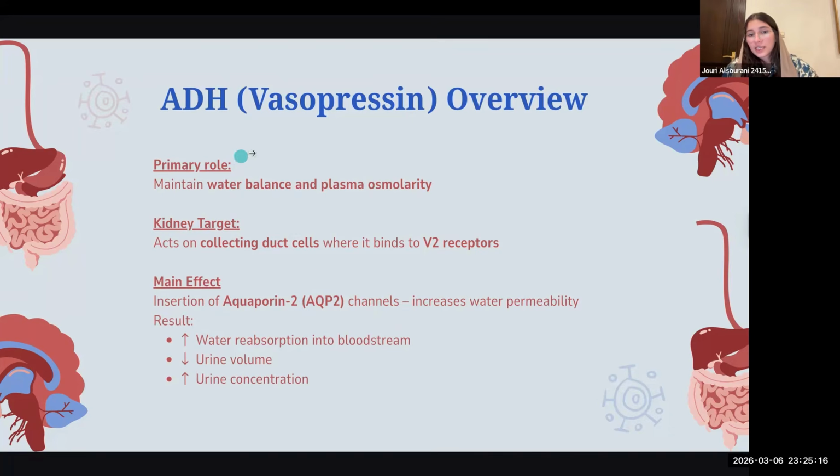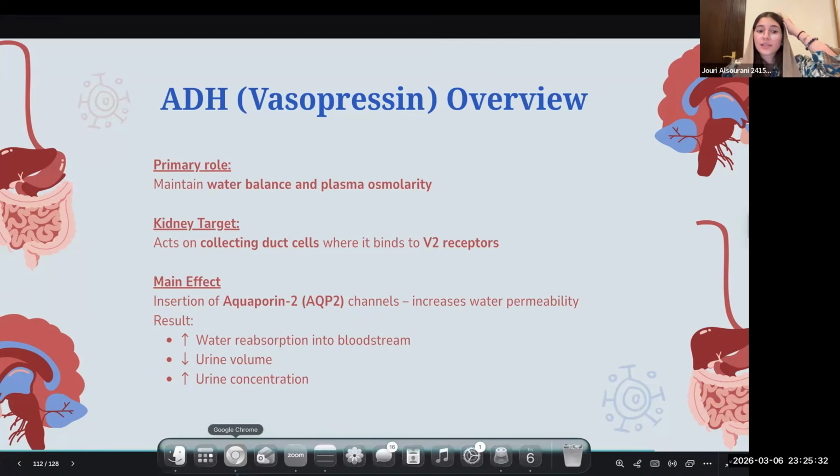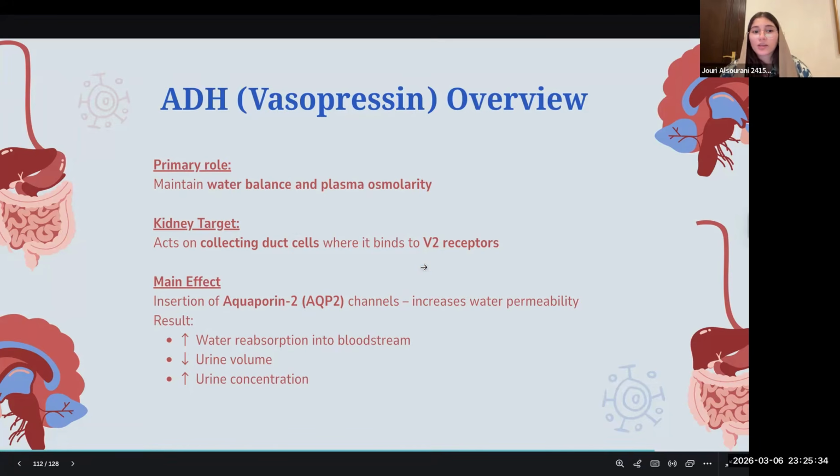So as a result of ADH, we're going to have an increase of water reabsorption into the bloodstream. We're going to have a decrease of urine volume. And finally, we're going to have concentrated urine, so an increase in urine concentration. So this is basically the primary big overview of ADH and what it does.